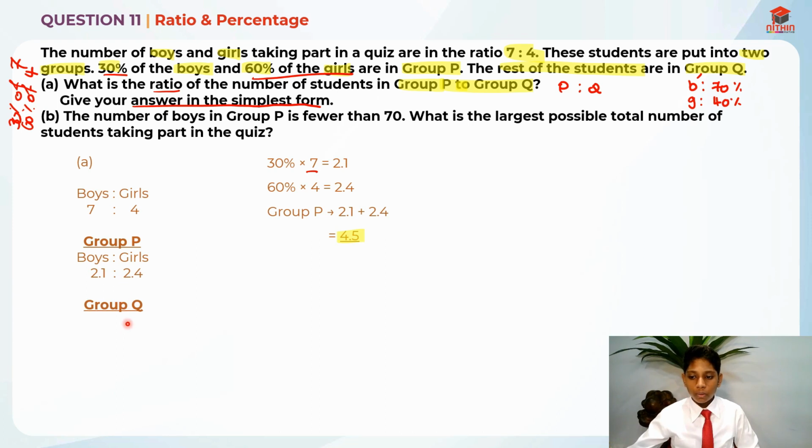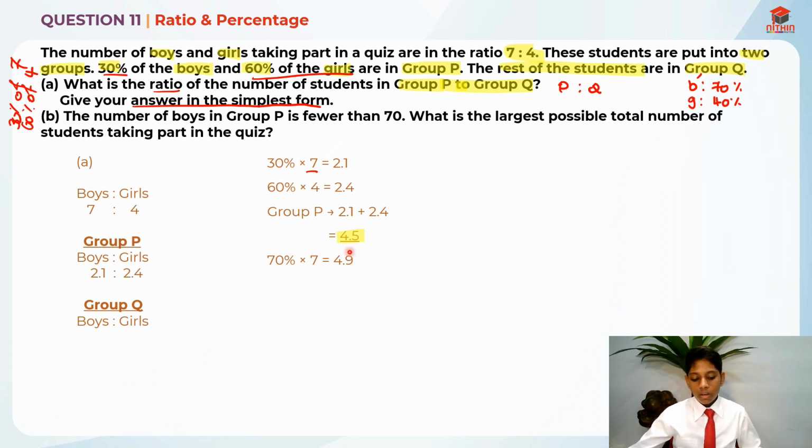Okay, now for group Q. So group Q is the same thing. So basically I'm going to do 70% of 7 and 40% of 4 for the boys and girls respectively. So first let's find the boys. The boys is 70% out of 7, right? So 70% times 7 is 4.9. And if you want to check, you can actually take 2.1 plus 4.9 and it will give you a 7. So that's how you can check whether your calculations are correct.